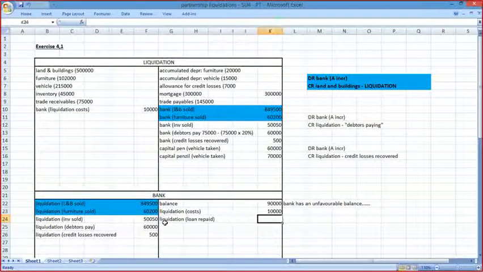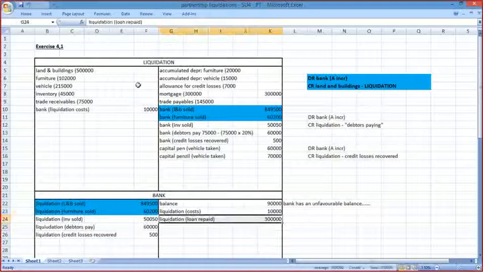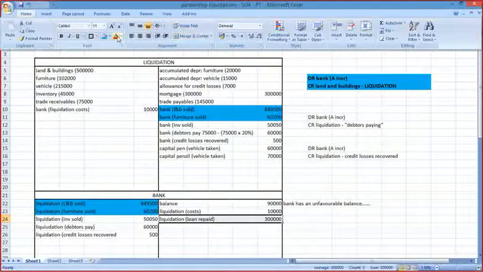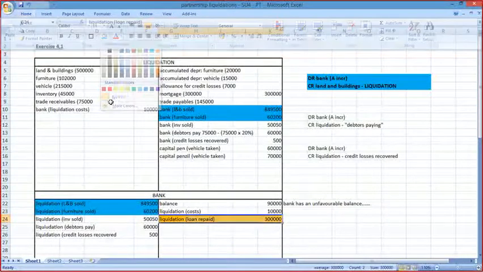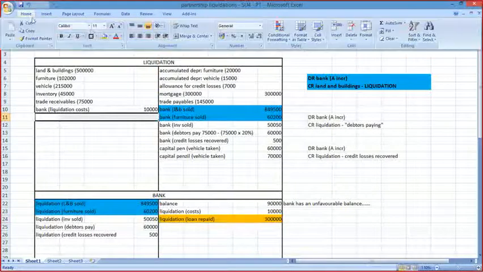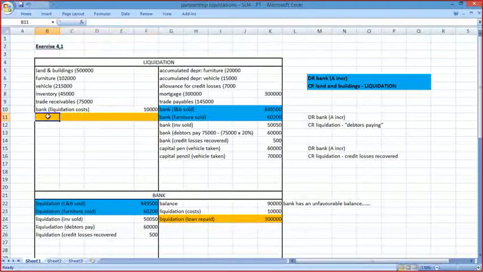Bank, mortgage is going to go down 300,000. And what's the other account going to be? Liquidation's going to go up. Liquidation is going to be debited. Yes. Okay, good. Bank. Correct. Nice. Okay, 300.